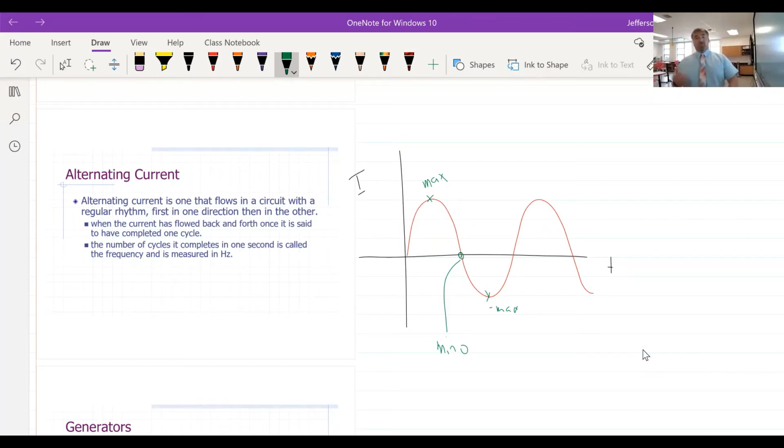The number of cycles that it completes in one second is called the frequency, and it's measured in hertz. We'll talk about that more when we get to waves as well. Here in the United States, we use 60 hertz as the standard.